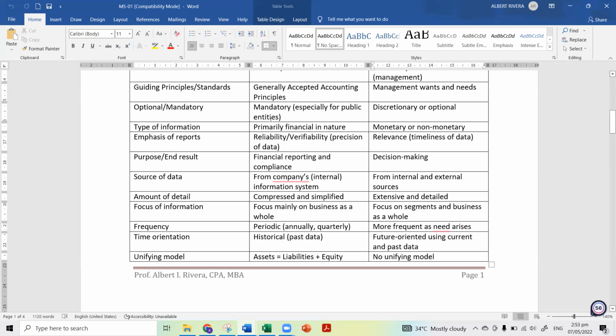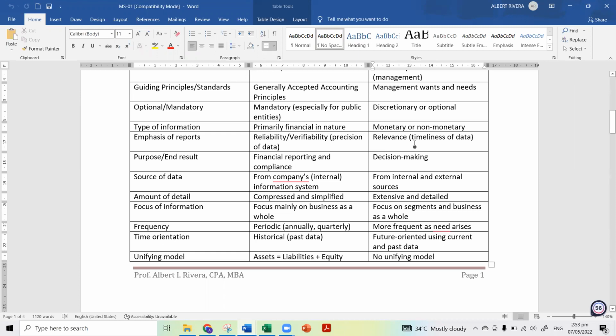What is the emphasis of the report under financial accounting? Kailangan yan, reliable. Okay? Kailangan verifiable. Precision of data ang ibig sabihin. Ibig sabihin, kailangan, di ba, nag-i-issue tayo ng auditor's report. Di ba? Kailangan unqualified yan. Okay? That should be free from any material misstatements. Pagdating naman dito sa emphasis, sa management accounting, relevance, timeliness of data.